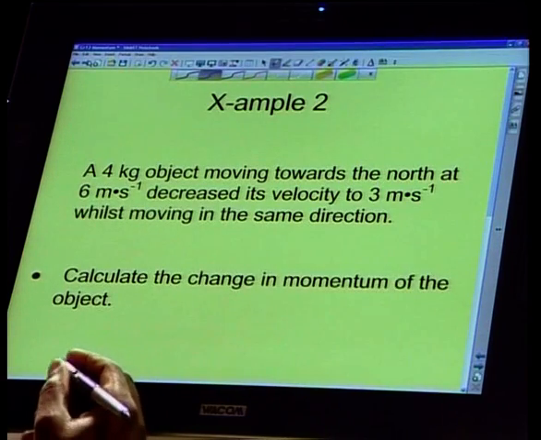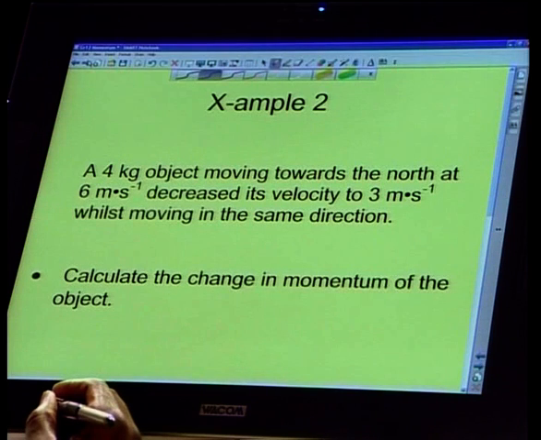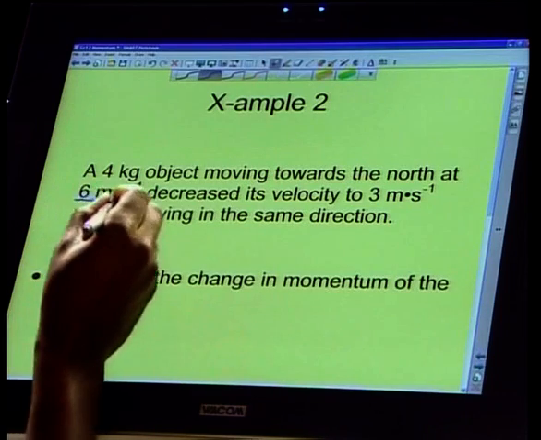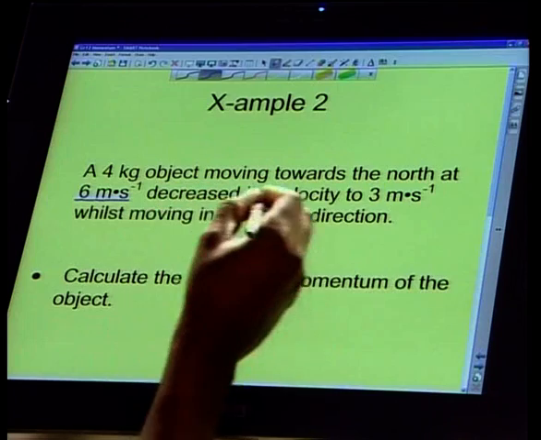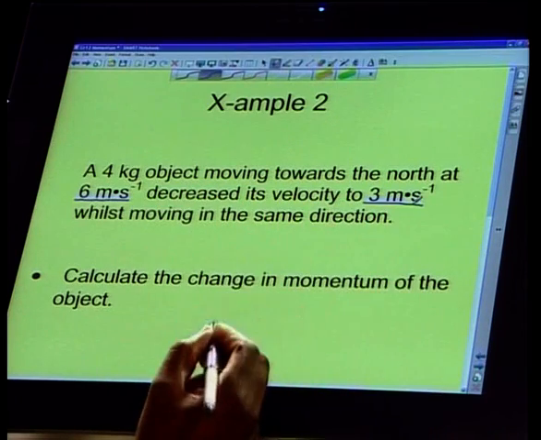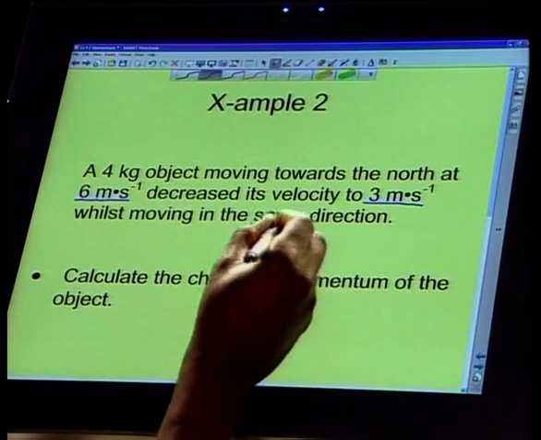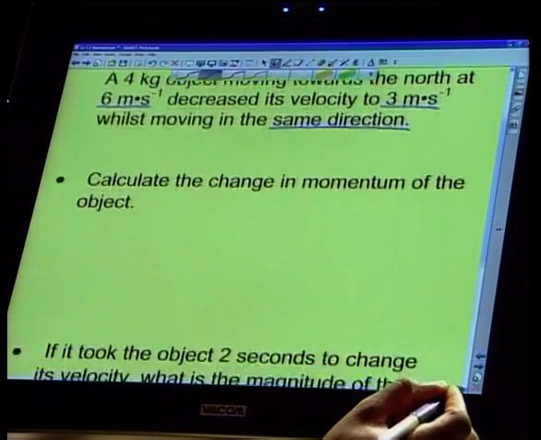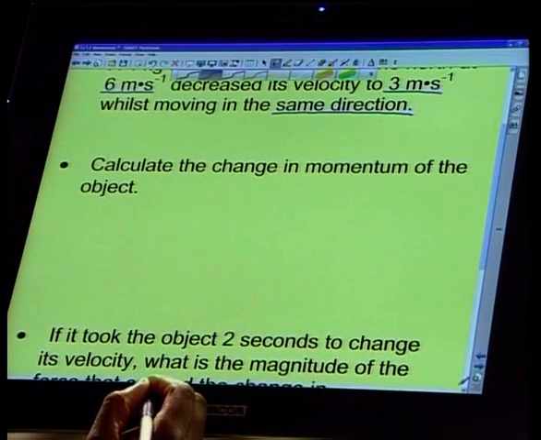Now let's look at some examples so that we can see if we can apply what we have learned in situations to solve problems. Let's look at this question here, example 2. A 4-kilogram object moving towards the north at 6 meters per second decreased its velocity to 3 meters per second whilst moving in the same direction. And the question is, calculate the change in momentum of the object.